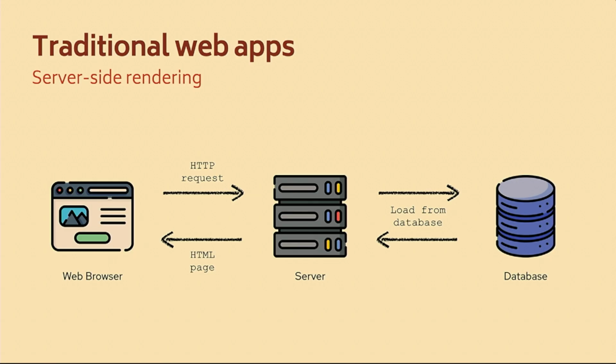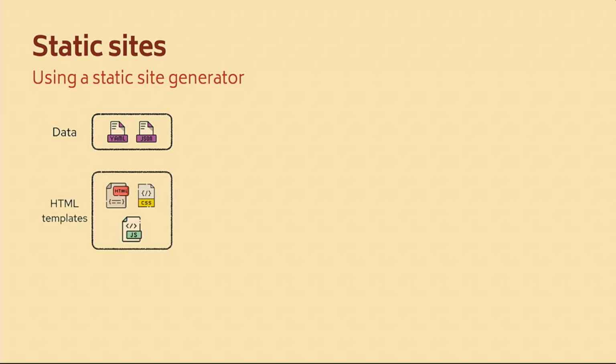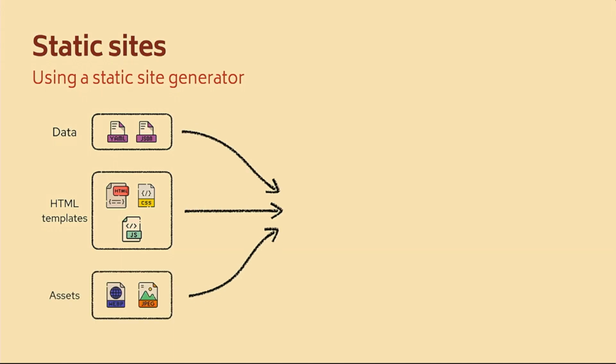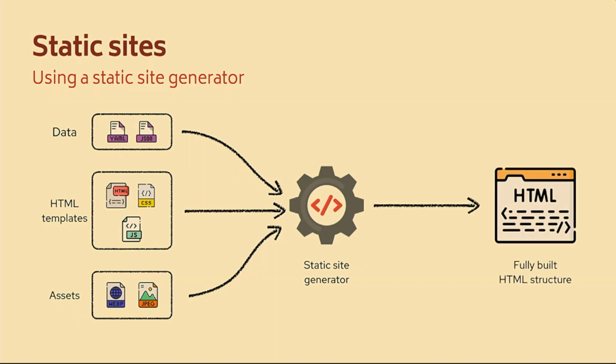So in the last decade or so, we've seen a new approach gain a lot of popularity, and that is using a static site generator. In this approach, you have your data in YAML or JSON files, just static files. You have your HTML templates, which you can write using ERB or Mustache or Nunjucks or whatever templating language is on offer in the tool you're using. And of course, you have your assets. You put all of these things into a static site generator, and what you get out of the other end is a fully built HTML structure, which you can then just put on a CDN or a web server somewhere.